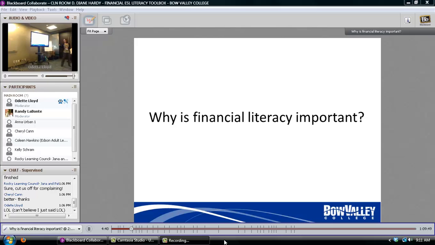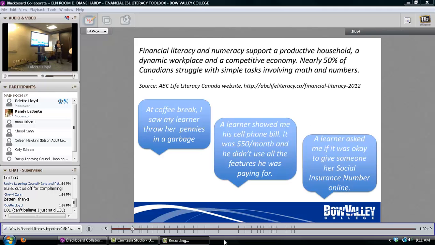Okay, so in our context, we started looking at financial literacy really through observation. We found that for a lot of the people we work with, their instructors are people they trust, and learners were coming forward saying things, or we were observing things, that were concerning. And then we started to look at the research. And what we saw was a bit staggering.